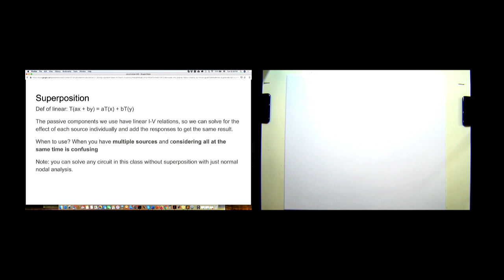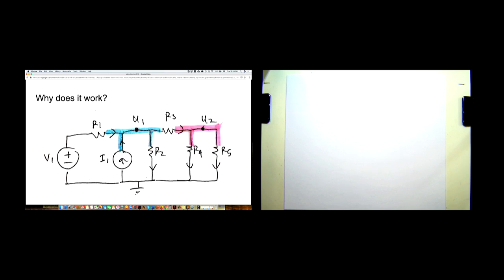An important thing to note is that this analysis is going to give you exactly the same result as NVA, so you can pick your favorite. You can do NVA or superposition, depending on what suits you best. For example, I prefer NVA. Now, let's see an example of superposition and why it works.